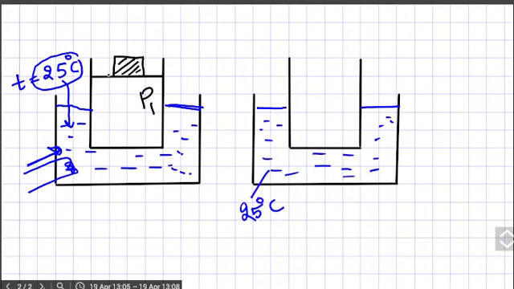Now you have to change the state of this gas that is inside here. This gas is here. How will you change the state of this gas, because you cannot supply heat this way? How will you change the state? For changing the state you need to change the pressure actually.